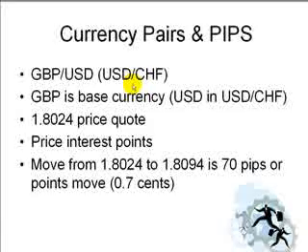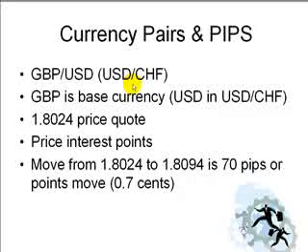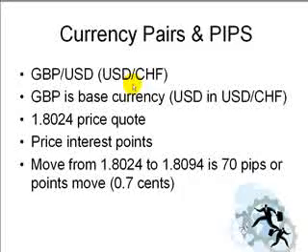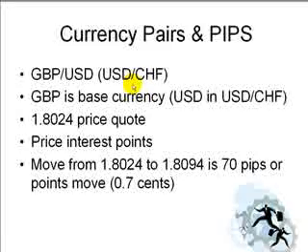So the pound is the base currency in pound US dollar, in cable. If we have a price quote, for example, of 1.8024, that means that £1 is currently worth $1.8024. The market is saying that the pound is worth $1.8024 in this moment. Now, that price is going to fluctuate all day long. It's going to move. The market moves 24 hours a day. And it moves in increments or units that we can call pips, or price interest points.